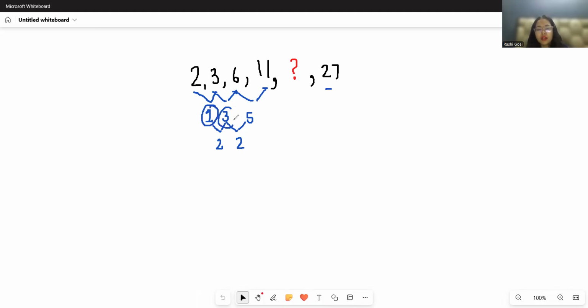First is 1, then 3, then 5, then what is the next number? 7. So the difference will be 7. So what is the number? 11 plus 7, that is 18. Then the next difference is 9. So 18 plus 9 is 27.